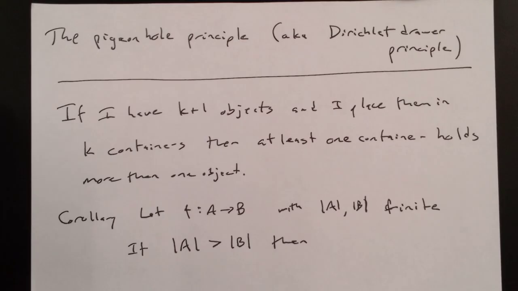What's it mean to be one-to-one? Aha. If there are more things in the domain than there are places for them to go, what has to happen? By the Dirichlet principle, think about the things in A as your pigeons and the things in B as your pigeonholes. You have more pigeons than holes. What has to happen? I have to have one pigeonhole that gets two pigeons. My function can't be one-to-one.